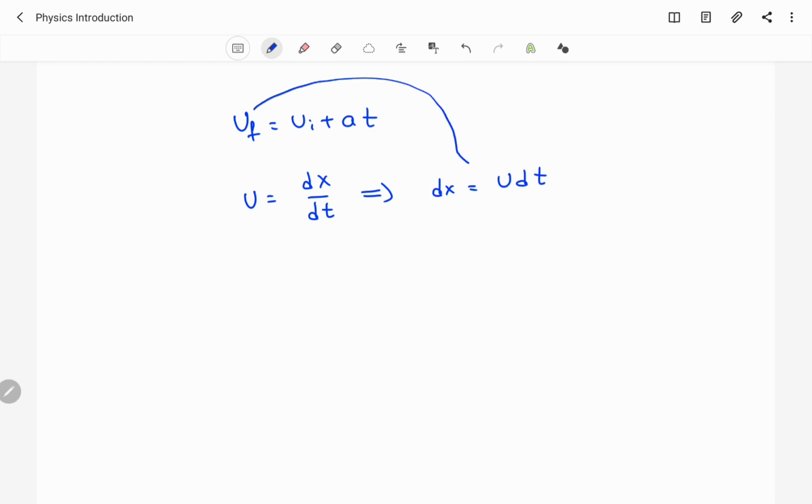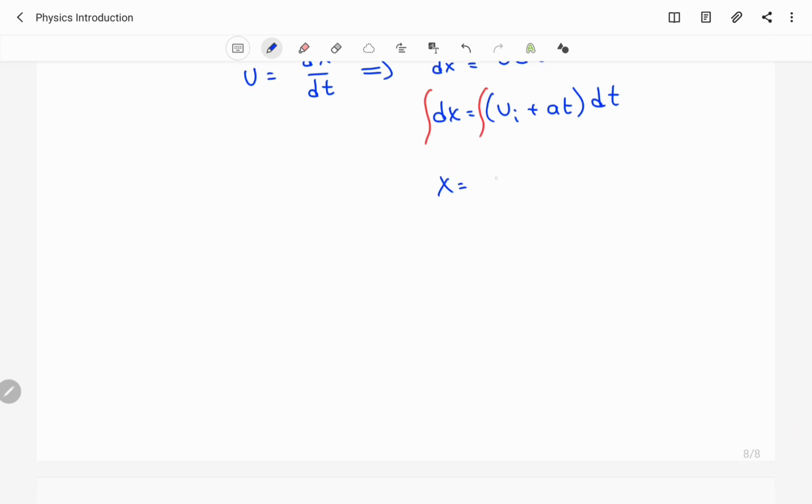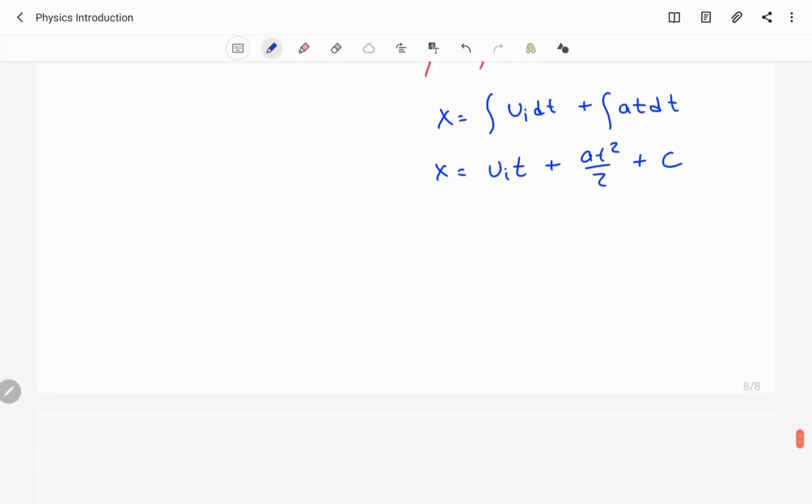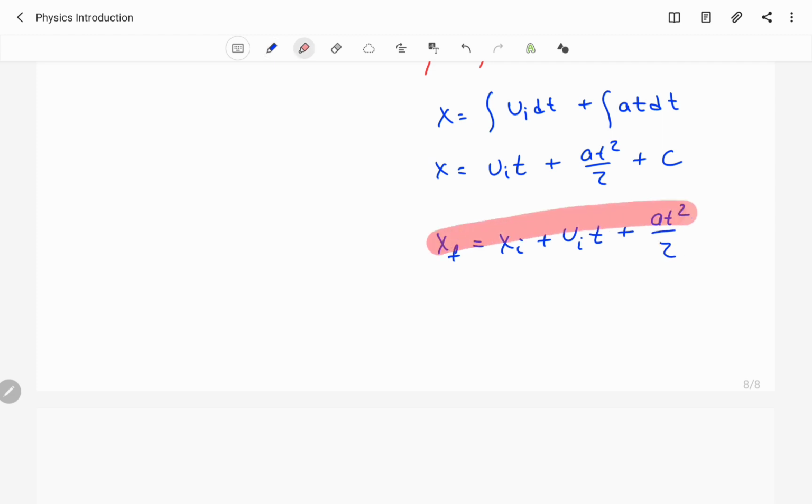So we need to take velocity from the first equation and substitute into this equation, and let's see what we can get. Delta x equals v initial plus acceleration times time, times delta t. This is basically an integral equation. So x equals, let me write separately, v initial times delta t plus the integral of a t delta t. X equals v initial times time. Here we will have a t square over 2, and of course there will be some constant number, and this constant number is basically the initial position. So the final position equals the initial position plus v initial time plus a t square over 2. We have this kind of equation.